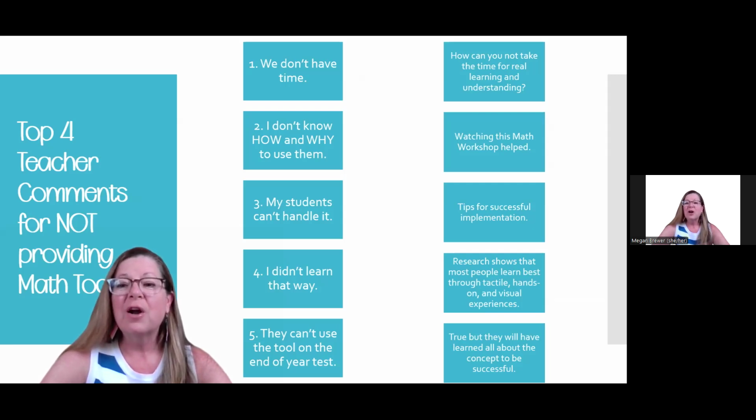We want you to consider for comment number 1, we don't have time, that your students' time spent truly understanding math concepts through the use of math tools leads to deeper understanding and memory retention, because they really understood the math idea. And if students don't understand why they're performing math steps or following procedures, it's very likely they will forget what they're doing or how to do it or why they're doing it. Meaning next year, they're not going to remember what they learned the previous year. So they're just going to have to keep relearning. It also generally leads to a lot of mistakes.